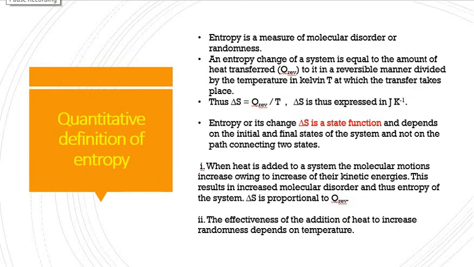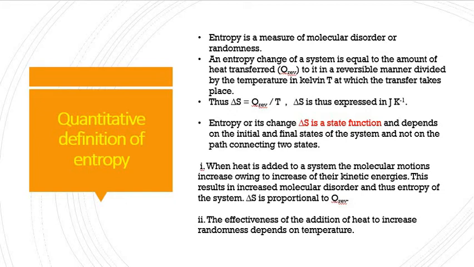Now, the quantitative definition of entropy. Entropy is a measure of molecular disorder or randomness. The entropy change of a system is equal to the amount of heat transferred, Q rev, in a reversible manner divided by the temperature in Kelvin. We can say delta S is equal to Q rev upon T, and S is expressed in joule per Kelvin. Entropy is a state function; it does not depend upon the path, only on the initial and final state of the system.